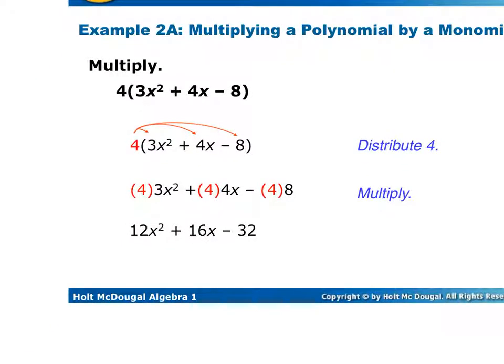So here they're starting off easy for you. And all they're doing is distributing the number 4. So 4 to the 3x squared, 4 to the 4x, and then 4 to the negative 8. So here when you did it to the 3x, they got 12x squared, then the 16x, and then positive 4 times negative 8 gives you negative 32. Just like when we did on the test on Friday, if there's no like terms, you just leave everything separated. If there were like terms, we would group them and simplify.